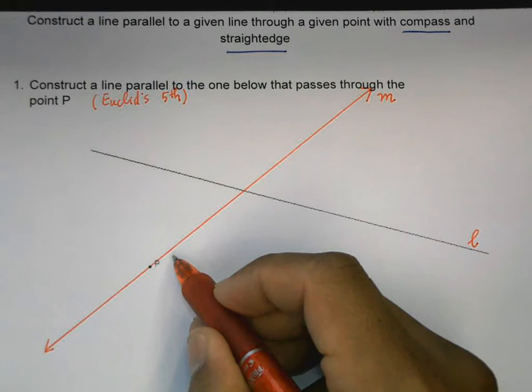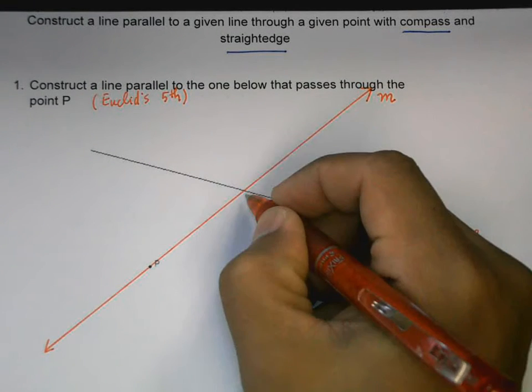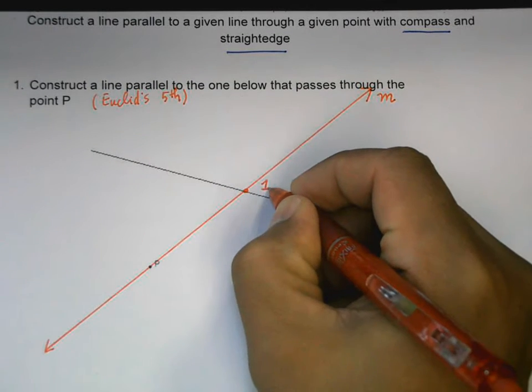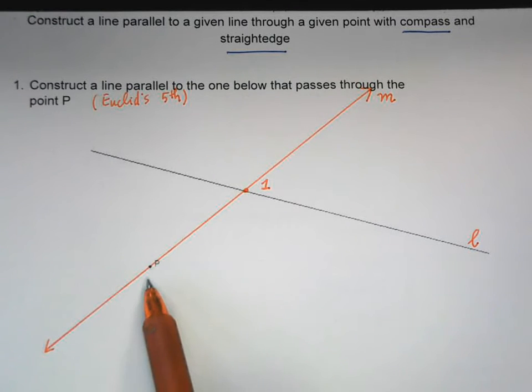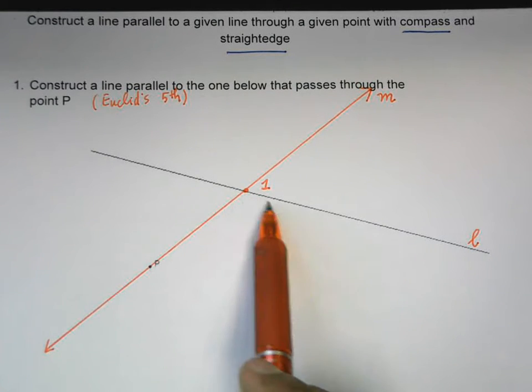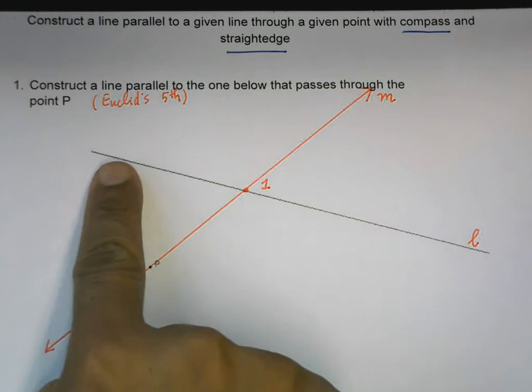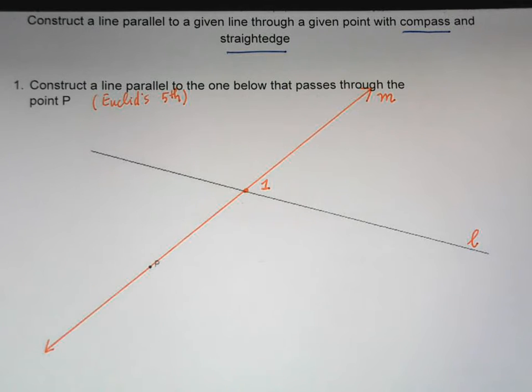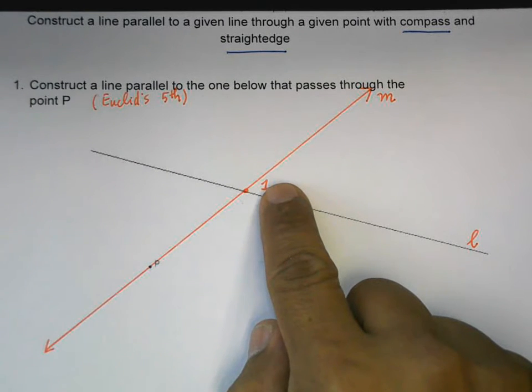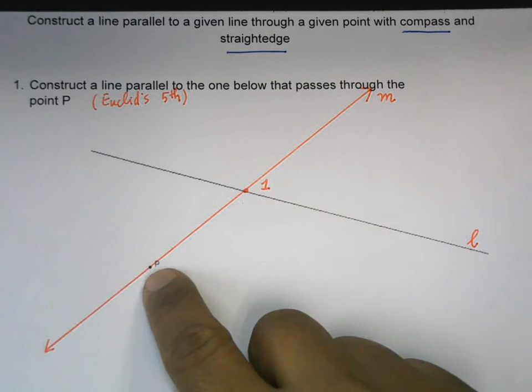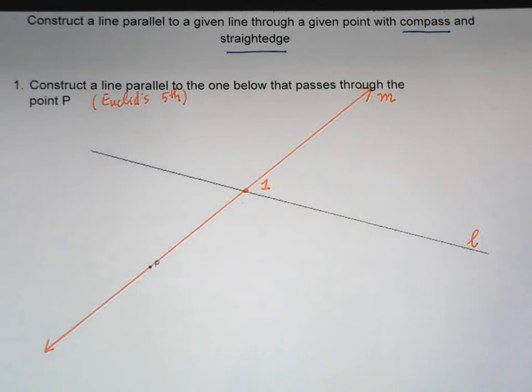Wherever the transversal and line L intersect, we will label that angle 1. Now we have a line passing through P and passing through L as well. That's not the line we're looking for. We want something that is parallel to line L. But we can create such a line simply by applying what we know about corresponding angles. If we copy angle 1 at point P, then we will for sure have a line that's parallel.